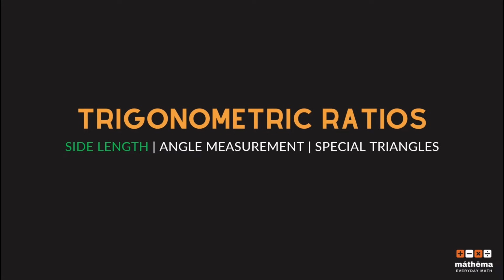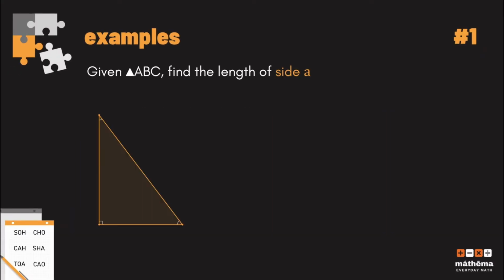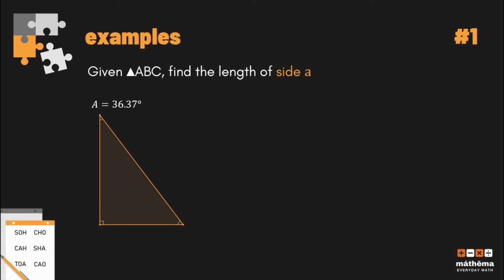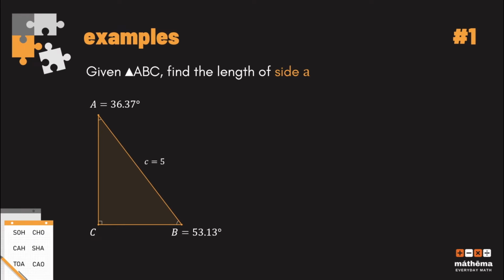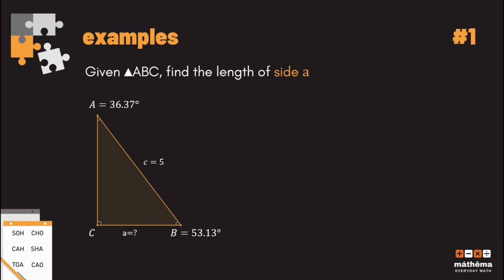So first, we're going to talk about how to solve for the length of the sides of a right triangle using trigonometric ratios. So example 1, a given triangle ABC, we are asked to find the length of side A. To do that, angle A is 36.37 degrees, angle B is 53.13, and of course our angle C is a right angle. Our hypotenuse is C, which is 5 units, and again we are looking for the length of side A.